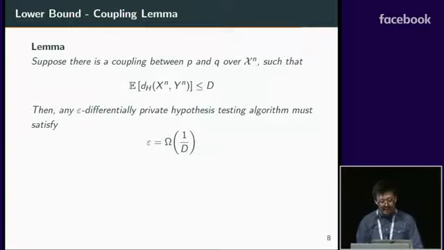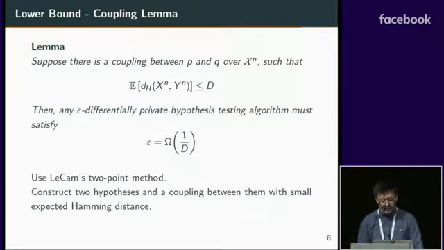To prove the lower bound, we give the following coupling lemma. It states that if there exists a coupling between the 2 hypotheses that we want to test, and the expected Hamming distance between the coupling is smaller than d, then any epsilon differentially private hypothesis testing algorithm couldn't achieve a privacy level lower than 1 over d. If epsilon is larger, it means we have a stricter privacy constraint.